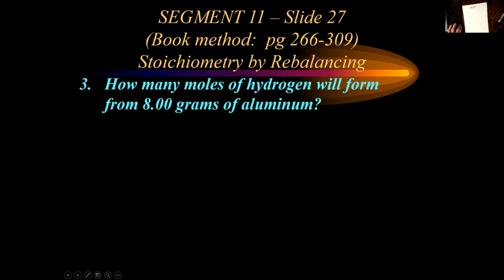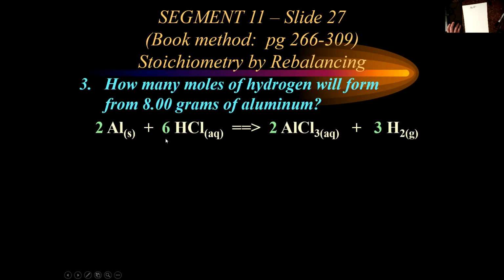Okay, let's look at this. Now, how many moles of hydrogen will form from 8 grams of aluminum? Okay, I'm looking at the problem. The problem says 8 grams of aluminum. So I'm going to put the 8 grams of aluminum in the numerator. That's what the problem said. Now that tells me I'm going to the equation for aluminum, and I'm going to interpret the amount of aluminum in grams. How much would that be? Well, it'd be 2 moles, so that's 2.